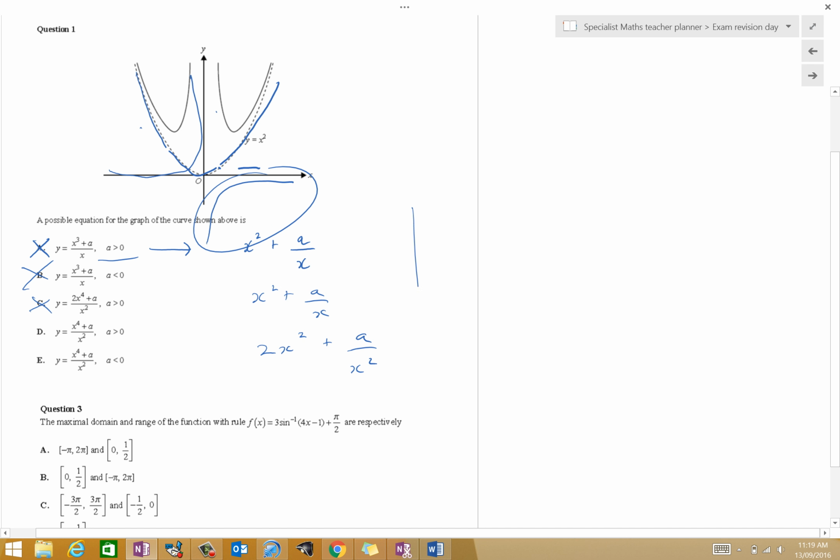Now if we have a look at D, it's going to be x squared plus a on x squared. Now what does the graph of a on x squared look like? And it says here a is greater than 0, so we know that it's going to look something like this.